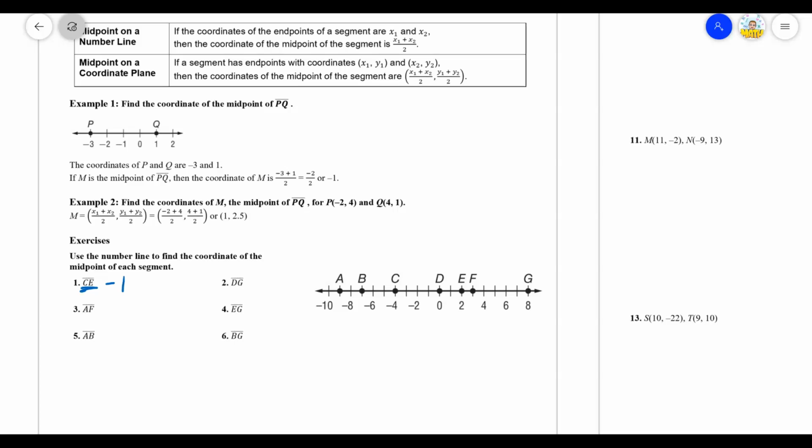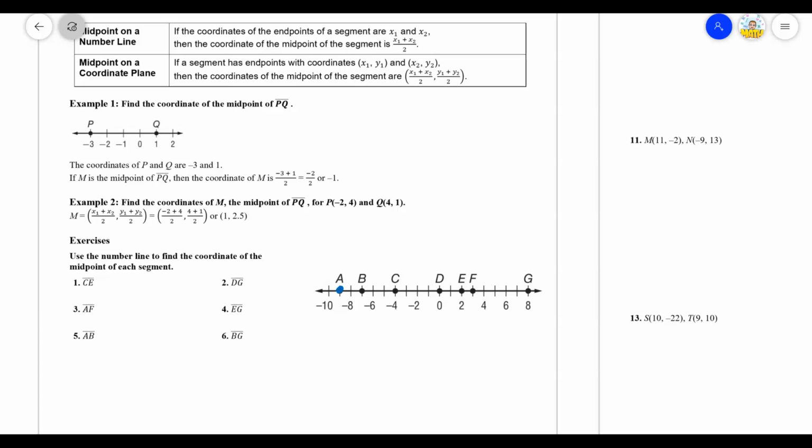Okay, let's try another one. From D to G. So D is here at 0, G is here at 8. We take 0 plus 8, and we will divide that by 2. So I have 8 divided by 2 is 4. And spatially, if I look at where 4 lives, right here on this number line, should be halfway between these 2 points. That should divide that segment in 2 evenly.